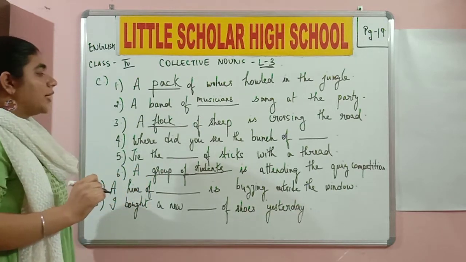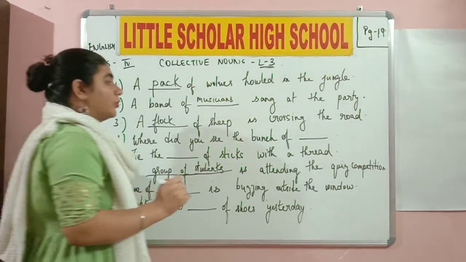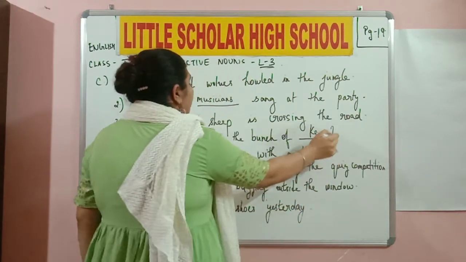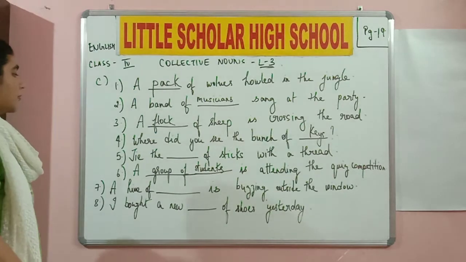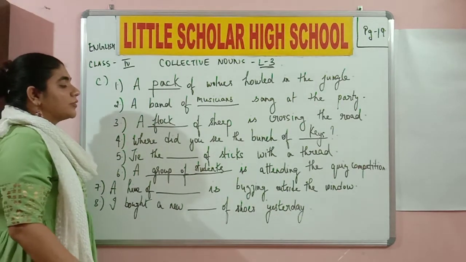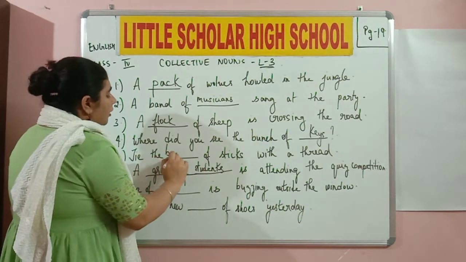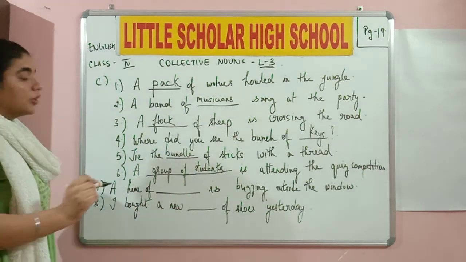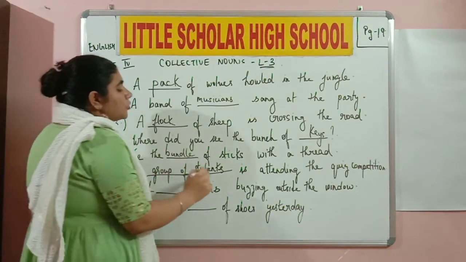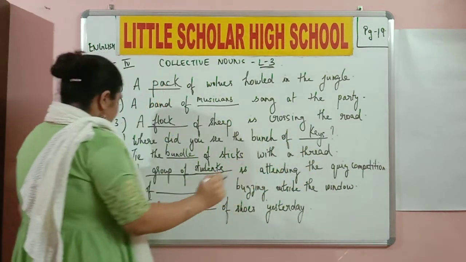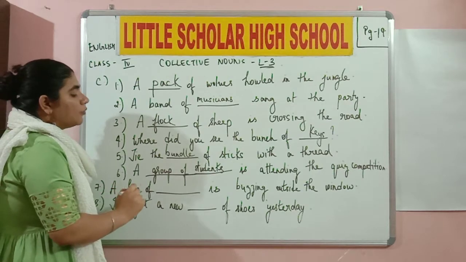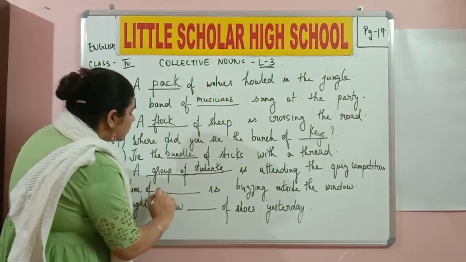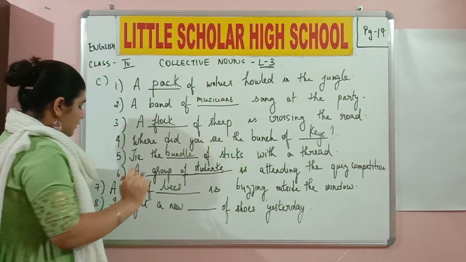Fourth one, where did you see the bunch of what? Keys? Yes. Bunch of keys. It's a question, so end it with a question mark. Tie the dash of sticks with a thread. Please mention over there bundle. Bundle. Sixth one I've done already for you. Check this out. A group of students is attending the quiz competition. Seventh one. A hive of dash is buzzing outside the window. What buzzes? Bees, right? So please mention over here bees.